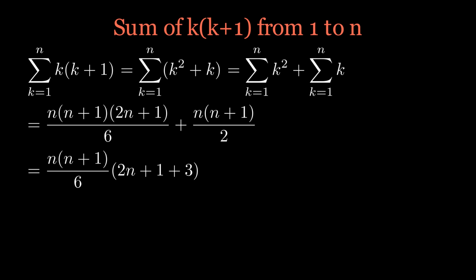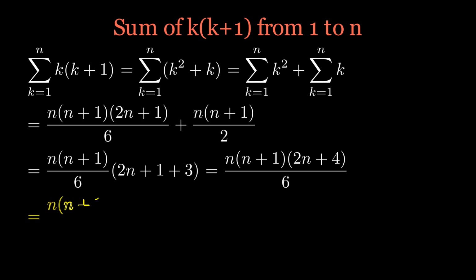Inside the parentheses, we get 2n plus 1 plus 3. Simplifying inside the parentheses gives us 2n plus 4. We can factor 2 from 2n plus 4, and simplify further. This gives us n times n plus 1 times n plus 2 over 3. And that's our final answer.